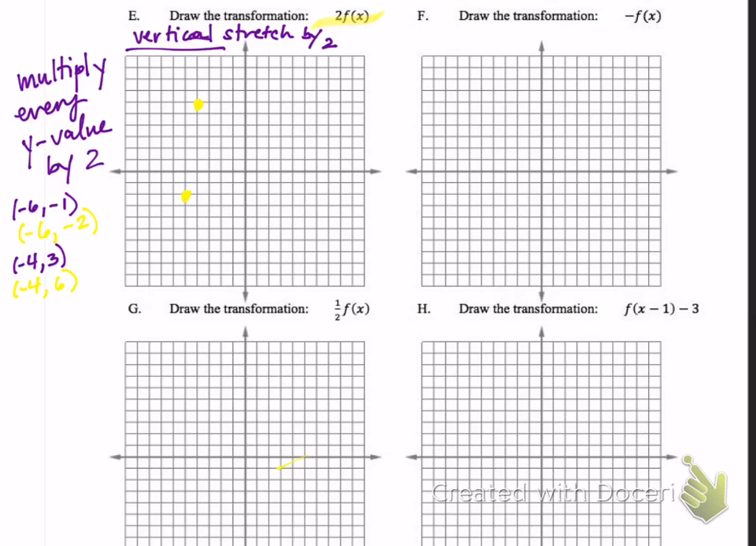So notice that it's stretching out higher and lower. The next ordered pair was at (-2, 1), so my new ordered pair will be at (-2, 2). The next was at (0, 5). So it would be 0, what? (0, 10). I think that's the highest one.